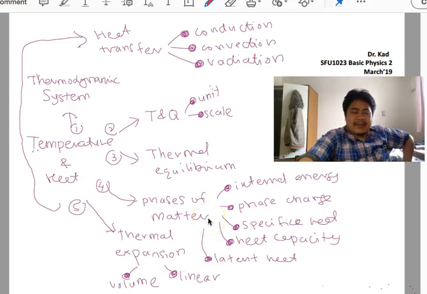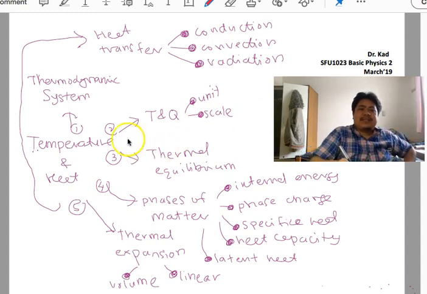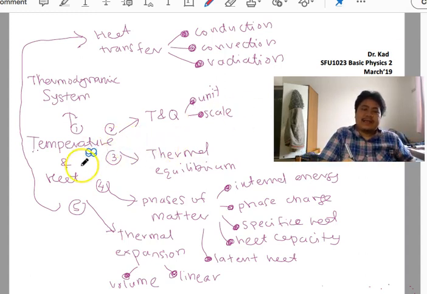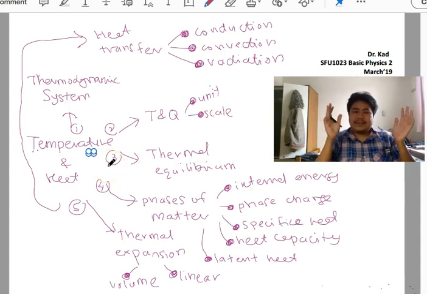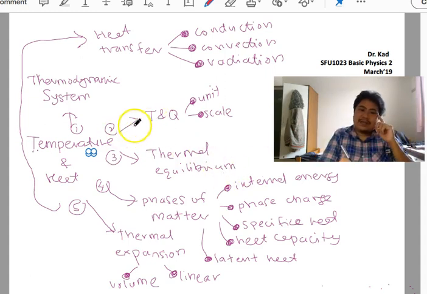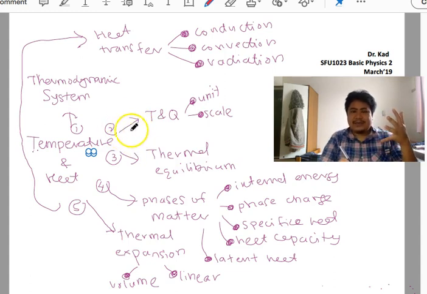Okay, let's start with the introduction for chapter 1, which is temperature and heat. Suhu dan haba. So there is a difference between the definition of temperature and heat. What is temperature? What is heat? What is the relation between temperature and heat? In this chapter, we will study six branches of it.